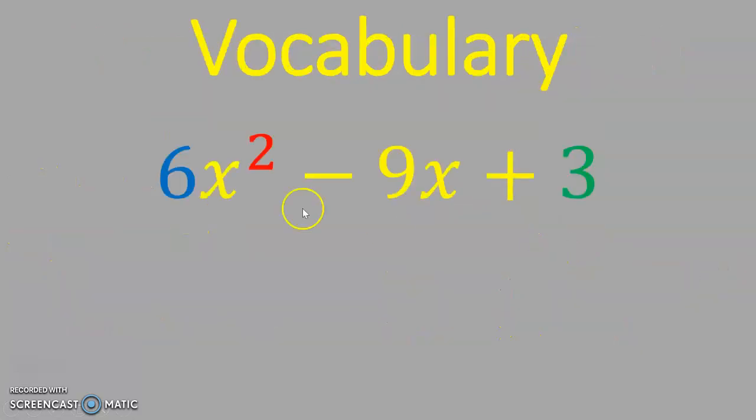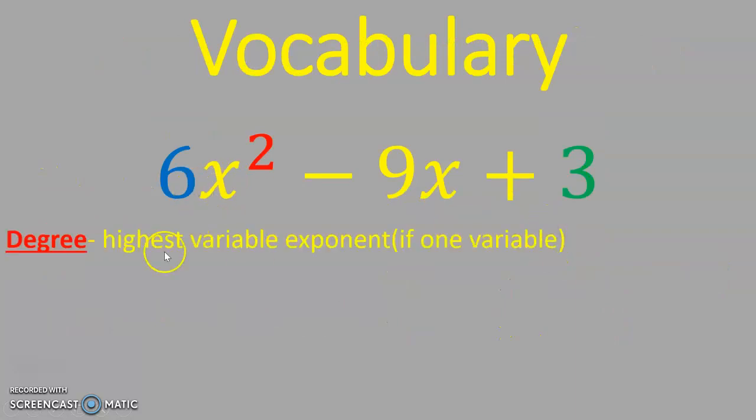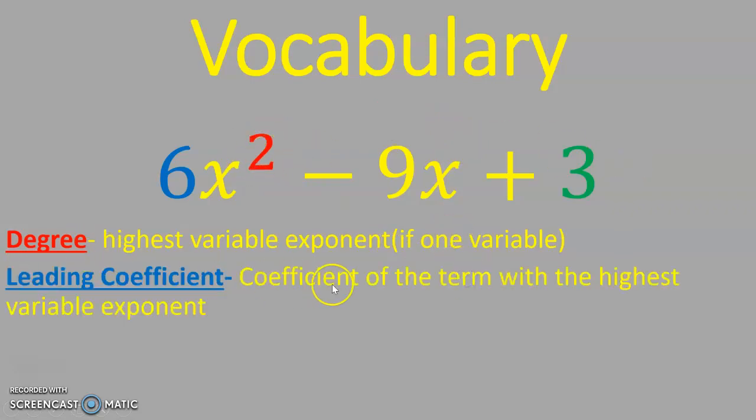Other vocabulary terms associated, you notice the colors here. In red we have the degree. The degree is the highest variable exponent if you have one variable, and you usually have one variable. So our highest exponent, 2, 1, 0. The highest one will be 2. That's called a degree. The leading coefficient is the coefficient of the term of the highest variable exponent. So the 6 is in front of that 2. That's the leading coefficient. Notice leading is not necessarily the largest. So it's not the biggest coefficient. It's the biggest exponent that we're looking for.